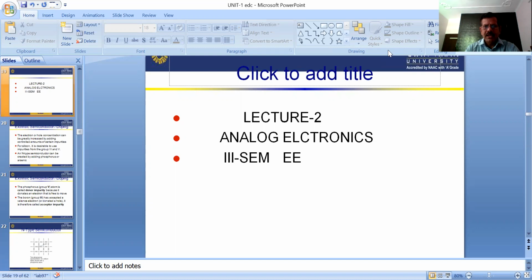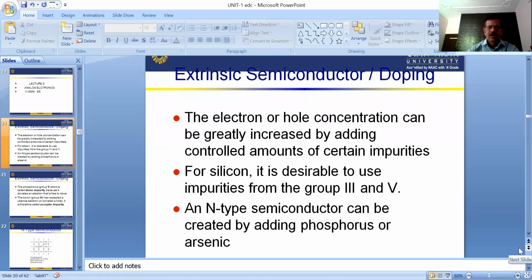This is the second lecture of Analog Electronics for third semester electrical engineering. The topic is introduction and structure of semiconductor physics. Now we take the second topic, or second lecture, on semiconductor physics.